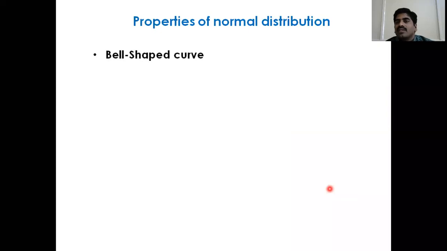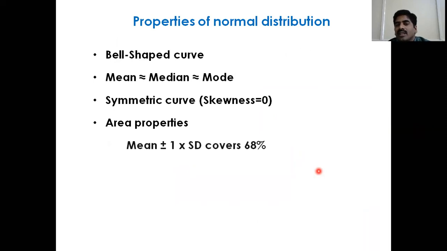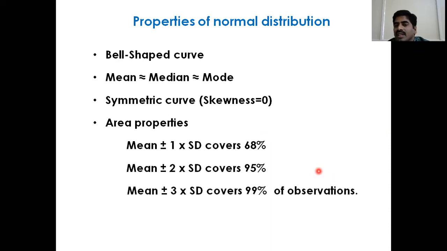So these are the properties of normal limits. It should be in bell shape, and mean is equal to median is equal to mode, and symmetric curve, and area properties. Mean plus or minus 1 standard deviation covers 68%. 2 standard deviation range covers 95% of the observations, and mean plus or minus 3 standard deviation covers 99% of the observations.